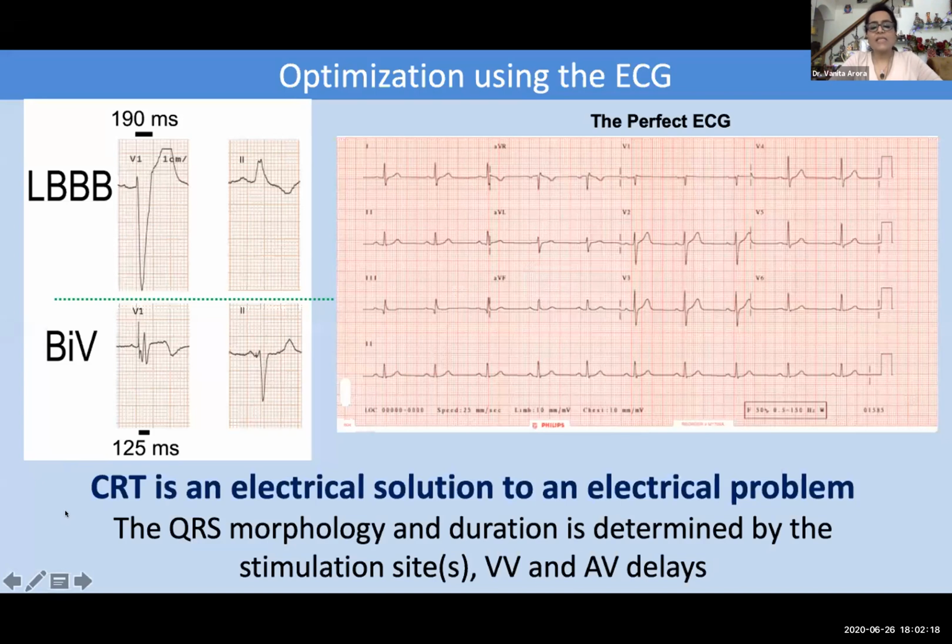But remember, CRT is an electrical solution to an electrical problem. This is what is seen on the ECG. It is an electrical problem, and we are trying to give it an electrical solution. The QRS morphology and duration are determined by the stimulation sites, that means where we put the leads, specifically in the RV and in the LV, and how we adjust the AV and VV delays in the patient. We have to individualize the programming for every patient.